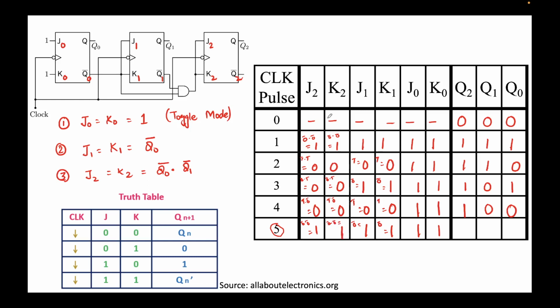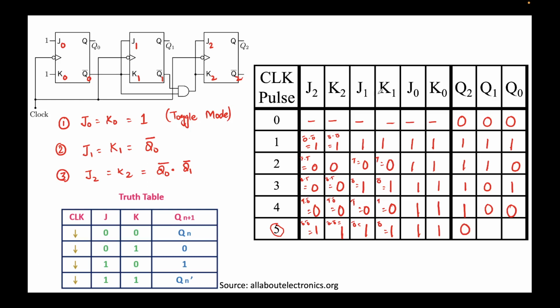Alright, so now let's populate the output. So Q2 is the output for J2 and K2. The values are 1 and 1, this means last row, this means toggle. So Q2 will toggle. Okay, Q2 must toggle. So Q2 was 1 before, now the new value would be toggling, 1 toggles to 0.